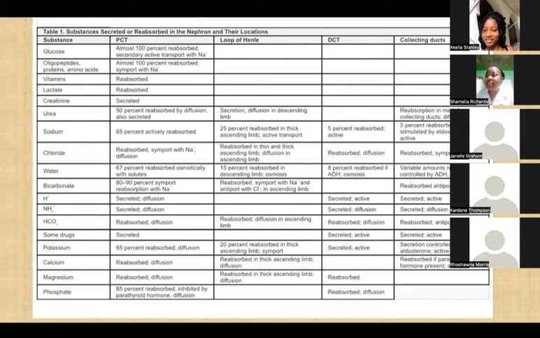We have HCO3 reabsorbed by diffusion in the ascending limb. We have potassium, 20% reabsorbed in the thick ascending limb, by symport. For calcium, it's reabsorbed in the thick ascending limb and also by diffusion. Magnesium is reabsorbed in the thick ascending limb.